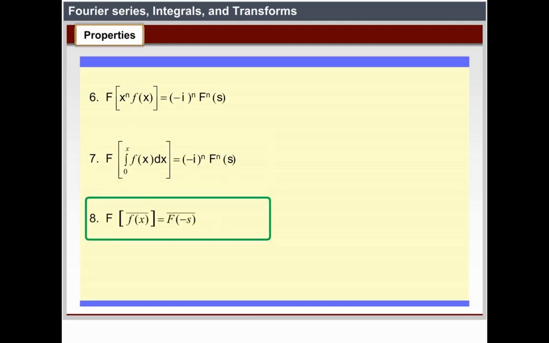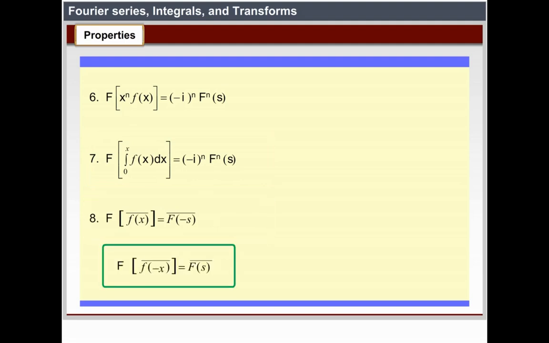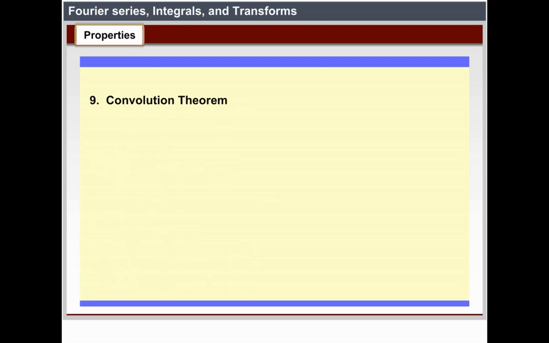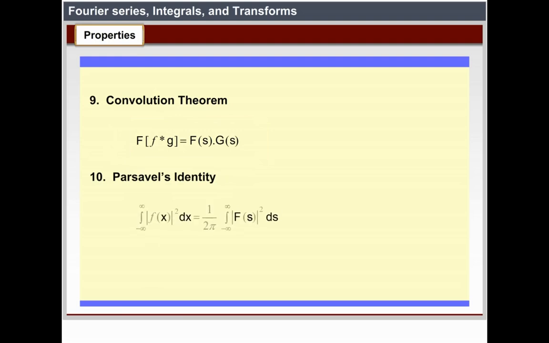Number 8. F of x bar equals F of minus s bar. F of minus x bar equals F of s bar. Number 9. Convolution theorem. F of f into g equals F of s into G of s. Number 10. Parseval's identity.